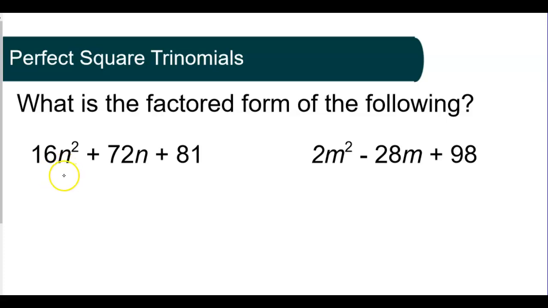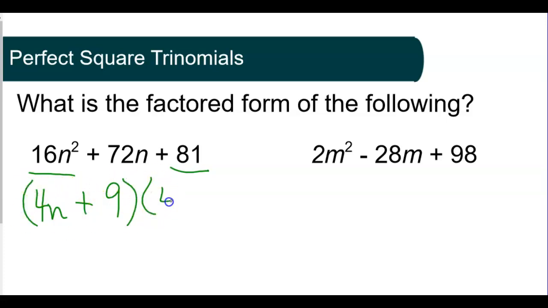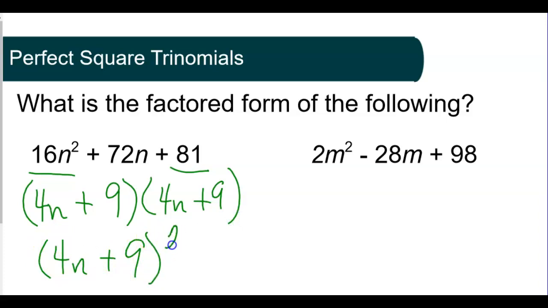First one here, these two are perfect squares, so I'm going to try to factor this, knowing what I know about perfect squares. So 16n squared, the square root of that is 4n. 81, the square root of that is 9. If I take 2 times 4 times 9, I get 72. So my two binomials are 4n plus 9 and 4n plus 9. So 4n plus 9 squared.